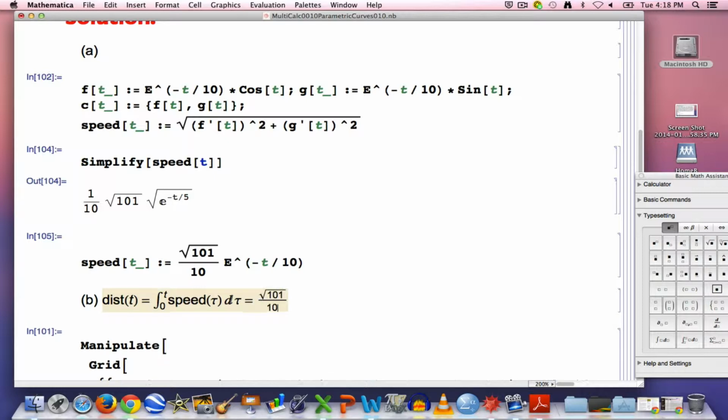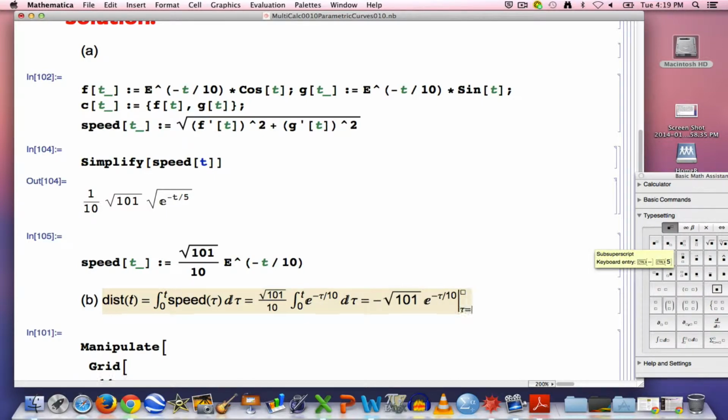Square root of 101 over 10 will come out in front of the integral. Integrate from 0 to t. And again, I can do it the fancy way with escape, ee, escape, negative t over 10, and I'll use a tau instead of a t. And then, when you do that integral, you could use a substitution, u equals negative tau over 10, and get negative square root of 101 e to the negative tau over 10, and you've got to evaluate that.